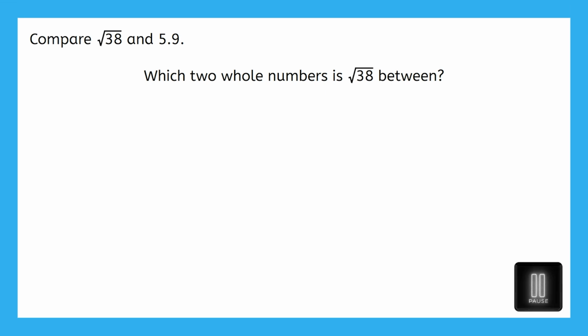Next, let's try comparing an irrational number with a rational number, the square root of 38 and 5.9. Since only one of these numbers is a square root, we'll need a different strategy. 38 isn't a perfect square, so it's hard to tell how its value compares to 5.9. If we knew what whole numbers the square root of 38 was between, maybe we can compare them more easily. Which 2 whole numbers do you think the square root of 38 is between? Pause the video and write them in your guided notes.